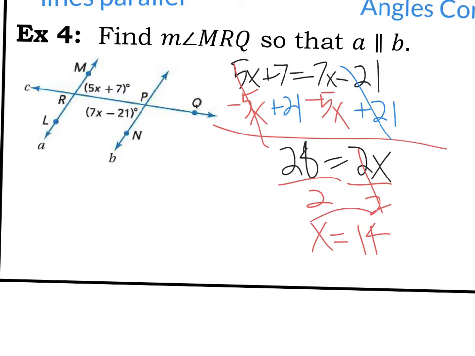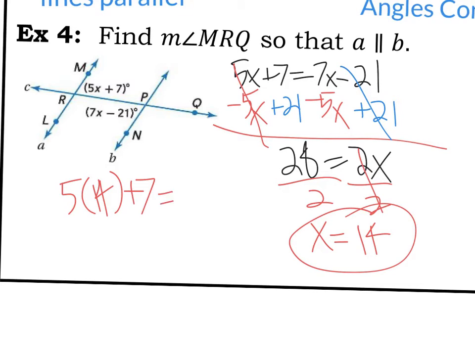So if x equals 14, what is the measure of angle MRQ? So I'm going to say 5 times 14 plus 7 equals 77 degrees. So that's angle MRQ.